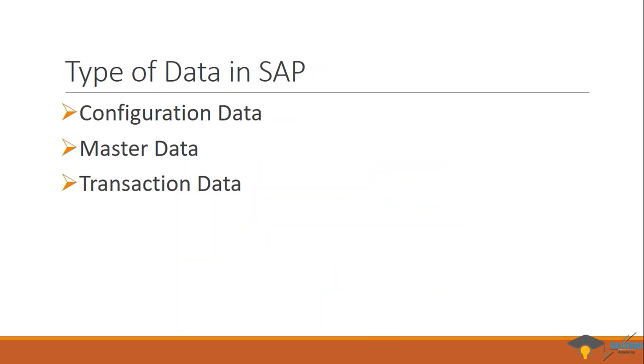Moving on to the next one. So here we talk about what kind of data we will be learning in this course. We'll be talking about the configuration data, which is nothing but, behind the scenes, what kind of system settings you have to make for a particular transaction to work. For example, when you create a sales order, there are so many system settings done at the back end. So as a consultant, what settings you have to know so that the system will behave correctly for each type of transaction you're doing.